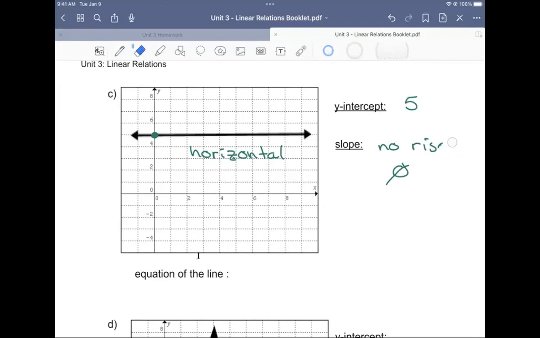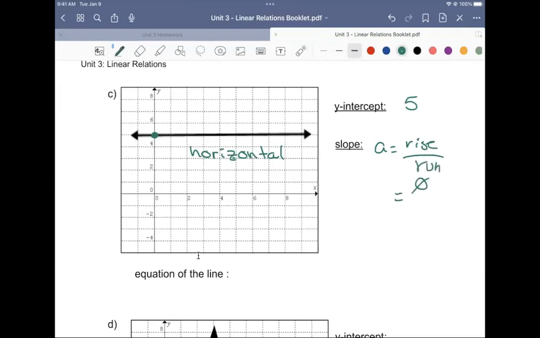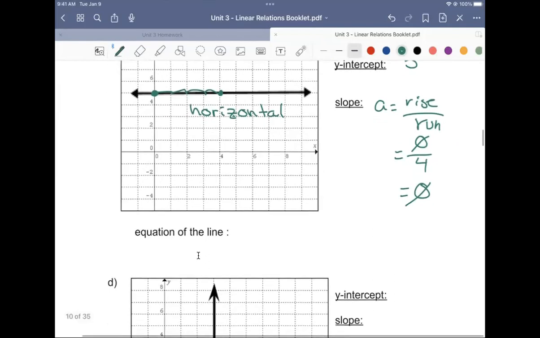we'll take a look at it a different way for a second. Let's take a look at A is equal to rise over run. My rise is 0. My run at any given point, I could go to here. My rise is still 0. My run is 1. If I went to here, my rise is still 0. My run is 2. We'll say pick this point, so it's 0 over 4. This is equal to 0. So the slope of a horizontal line is always 0. I'm just going to make note of that.